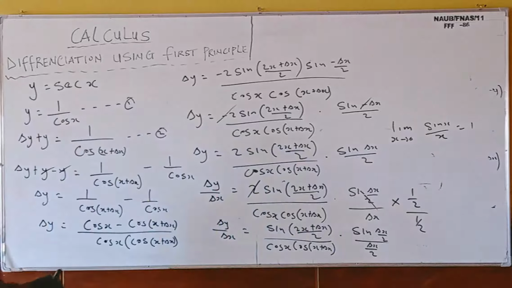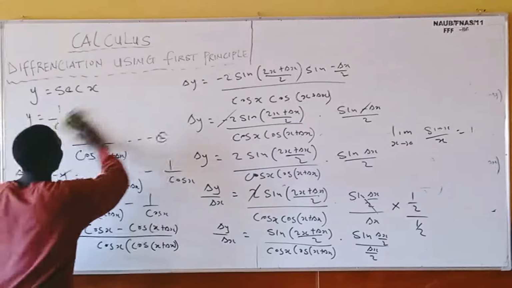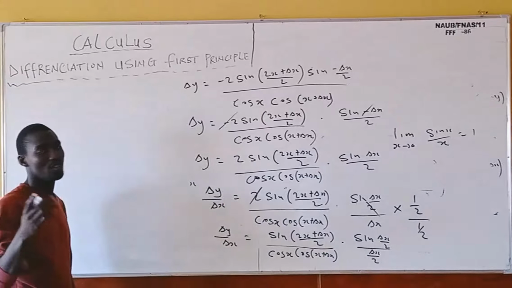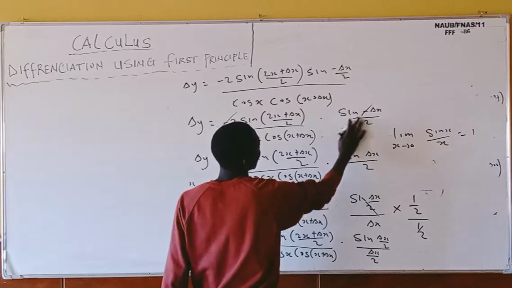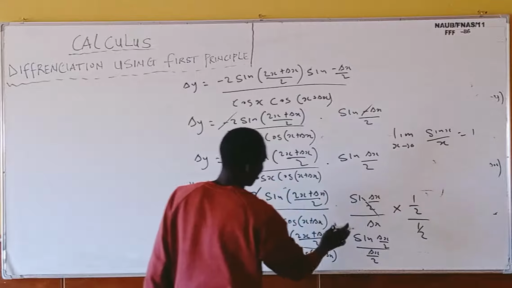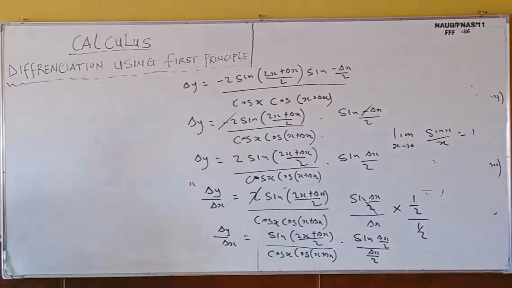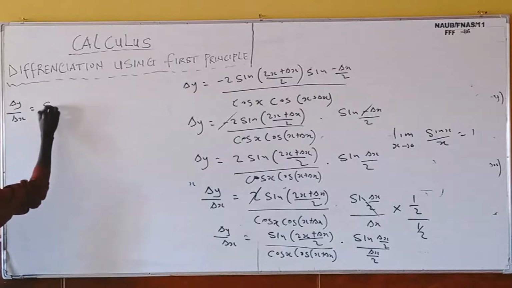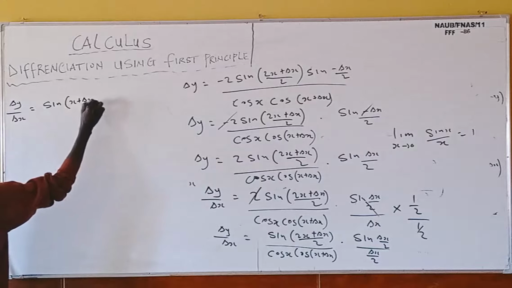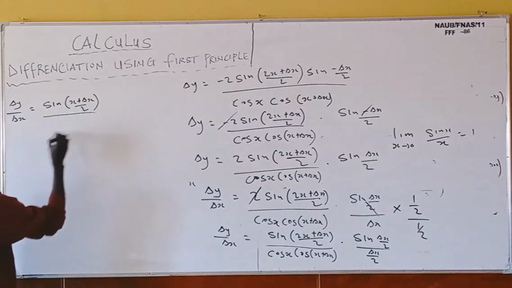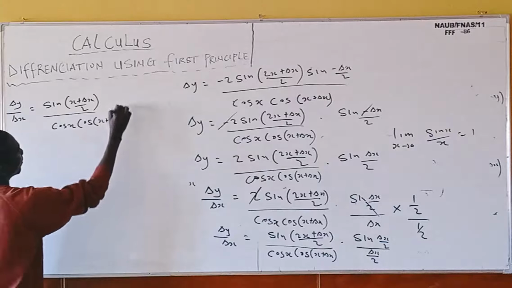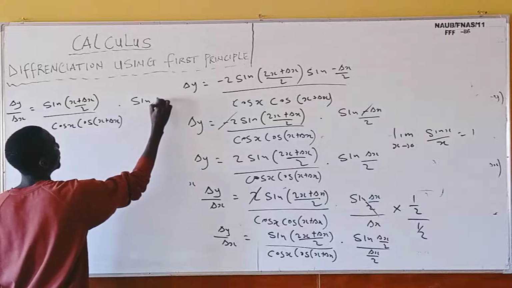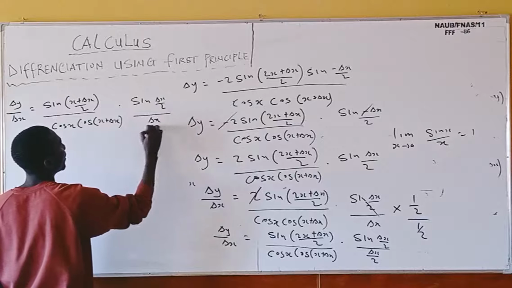Yes. So I'll clean this part now. Yes, I know you might be wondering why I say change in s over 2. From here it is over 2. I'm just the one that made a mistake. So it's correct now. Okay, so change in y all over change in s now will be equal to sine of (2s plus change in s) all over 2, all over cos s plus change in s, multiplied by sine of change in s all over 2 over change in s all over 2.